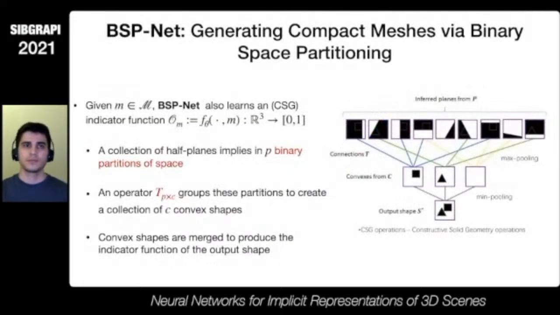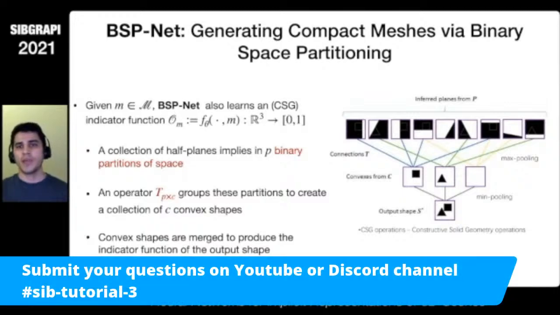We now present the BSP-Net, which is very similar to ConvexNet, since it also learns a simple CSG object. However, the CSG tree is fixed in the ConvexNet representation, and here it will be possible to learn the connection between half spaces and convexes. Specifically, given an input M, BSP-Net learns a CSG indicator function where a collection of planes imply a binary partition of the space. This is very similar to the ConvexNet case.